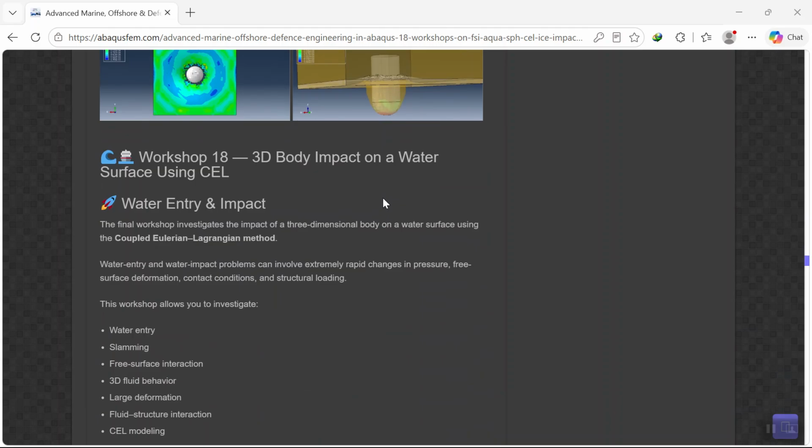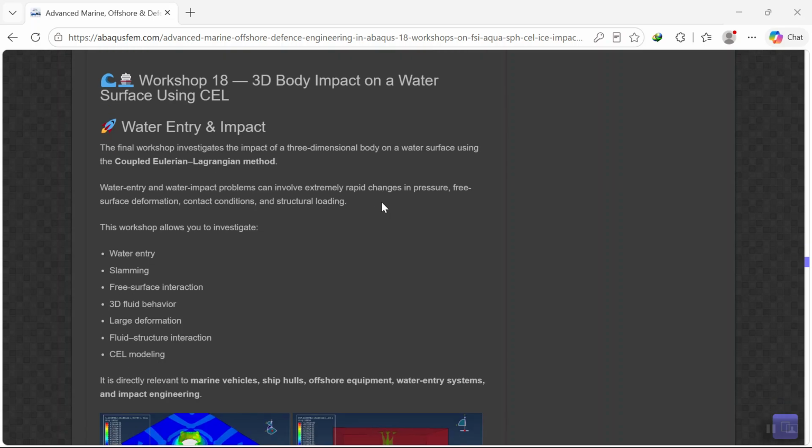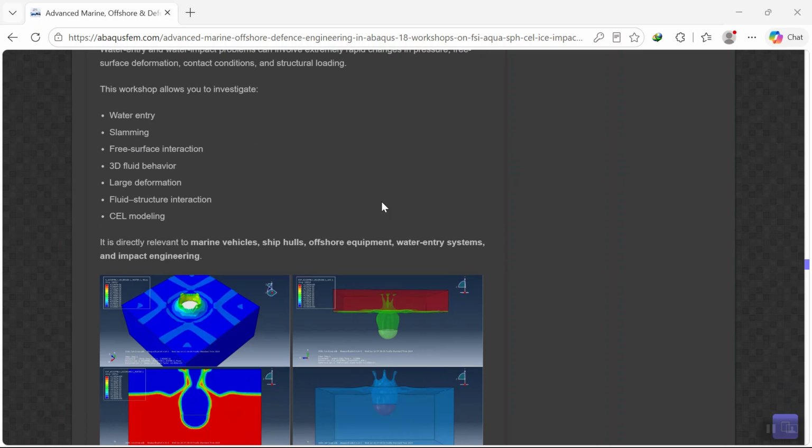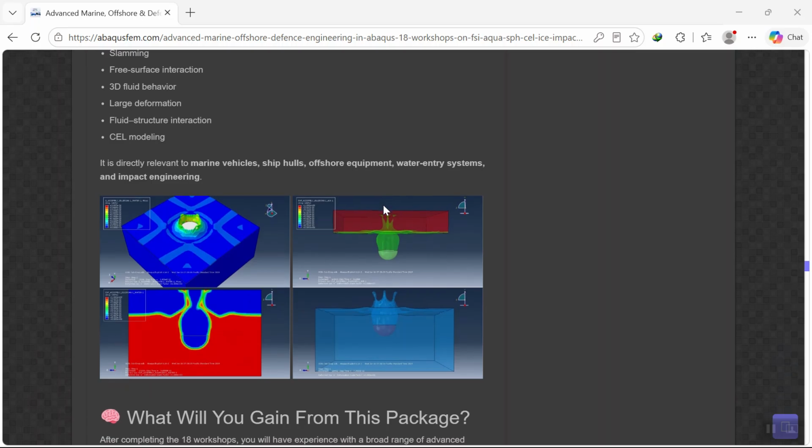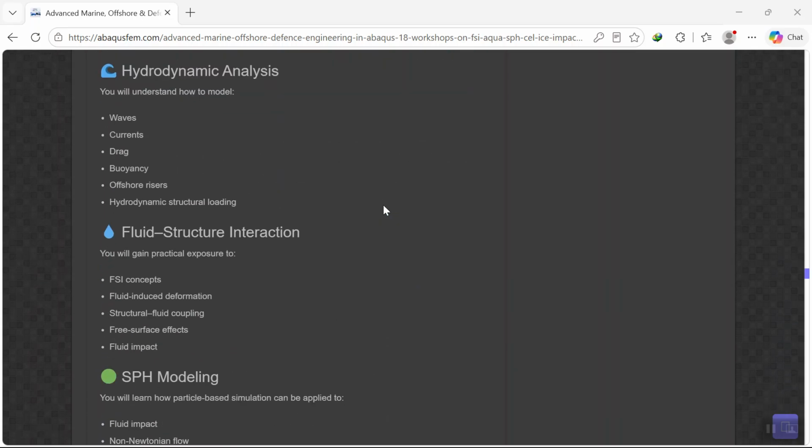But there is another important reason why we created this package. We wanted it to be helpful not only for engineers who want to improve their Abaqus skills, but also for students and researchers. If you are working on a master or PhD project, journal paper, or numerical research project, starting a complex Abaqus model from zero can be extremely time consuming.